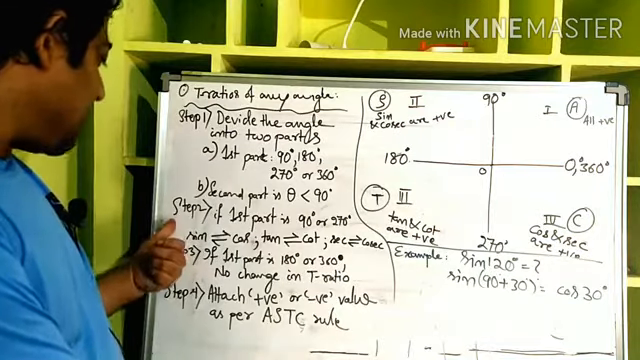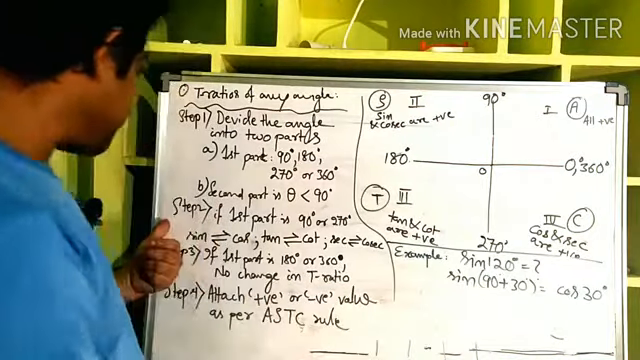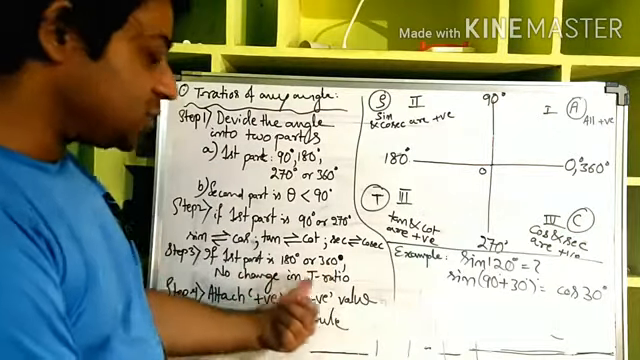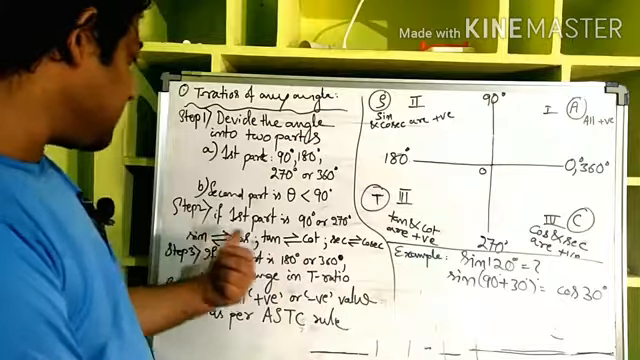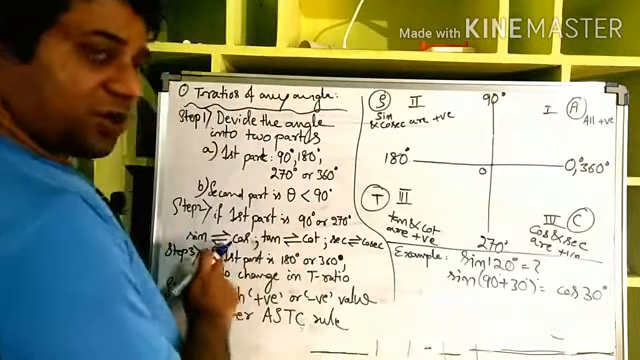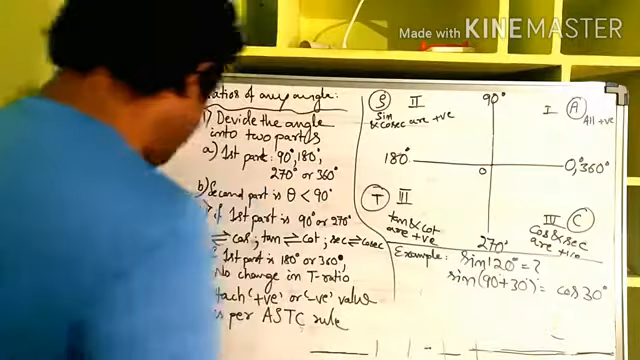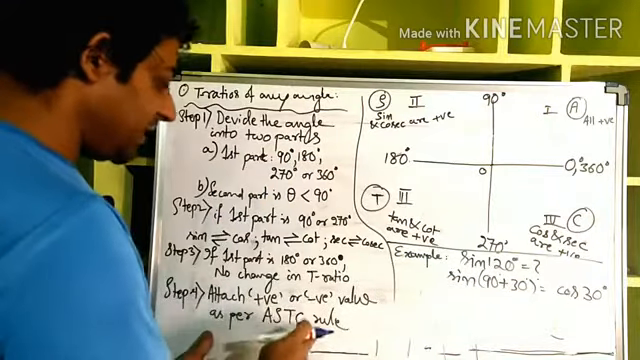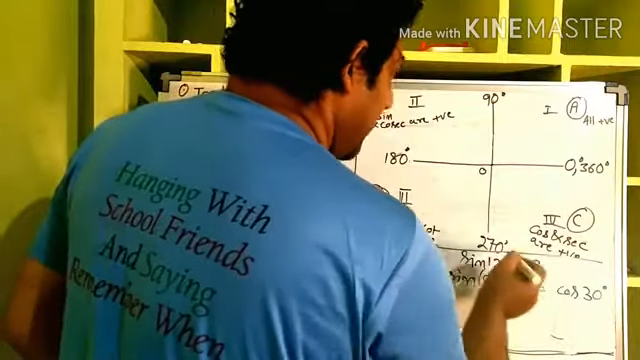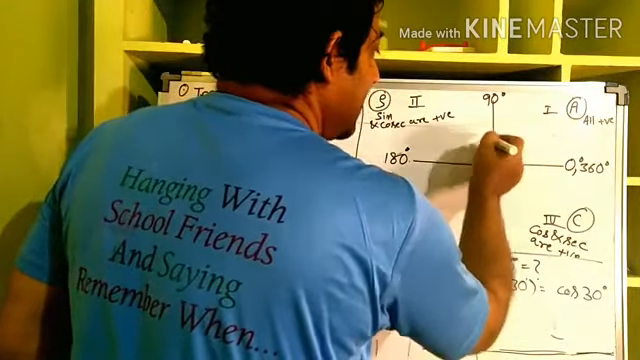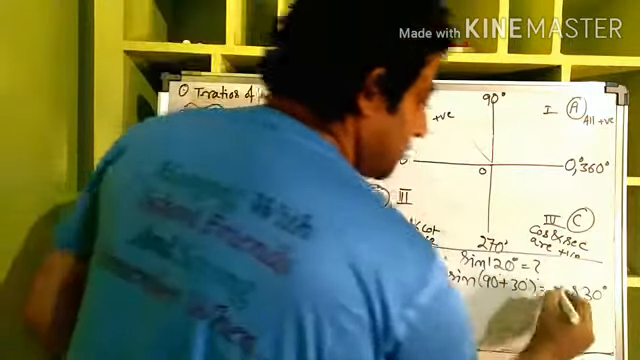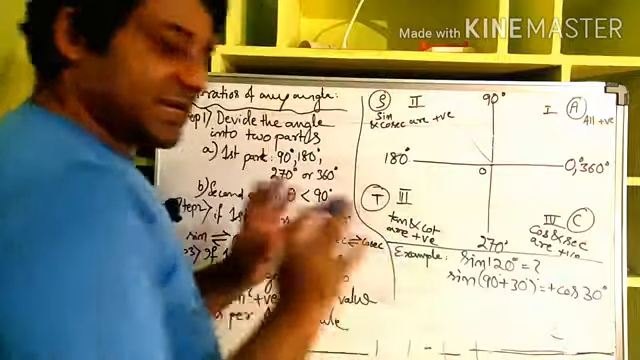The third step says if the first part is 180 or 360, no change will be there. But the second step says if it's 90 or 270, as in this case it was 90, sine will become cos. So this became cos. The fourth step says attach a positive or negative value as per the ASTC rule. It is sine 120. 120 means 90 plus theta, somewhere here, right? So here sine is positive, so put a positive sign. So cos 30 is the answer.